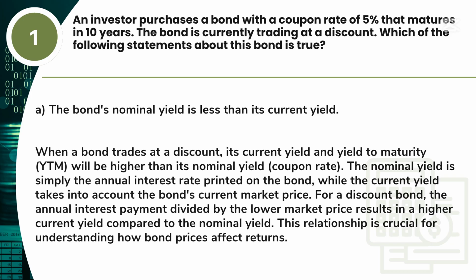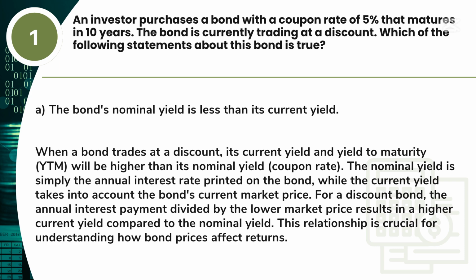Answer: A. The bond's nominal yield is less than its current yield. When a bond trades at a discount, its current yield and yield to maturity, YTM, will be higher than its nominal yield, coupon rate. The nominal yield is simply the annual interest rate printed on the bond, while the current yield takes into account the bond's current market price.